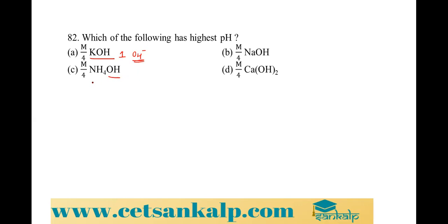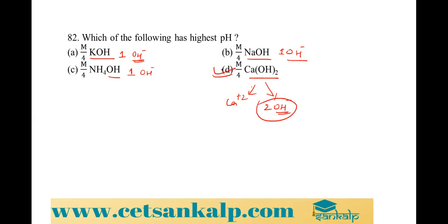In this also the concentration is the same, 1 OH minus only. In this also the concentration is the same, 1 OH minus only. In this one, Ca2 plus and 2 OH minus are formed. So the answer should be this one. Okay? Right. So option D comes.